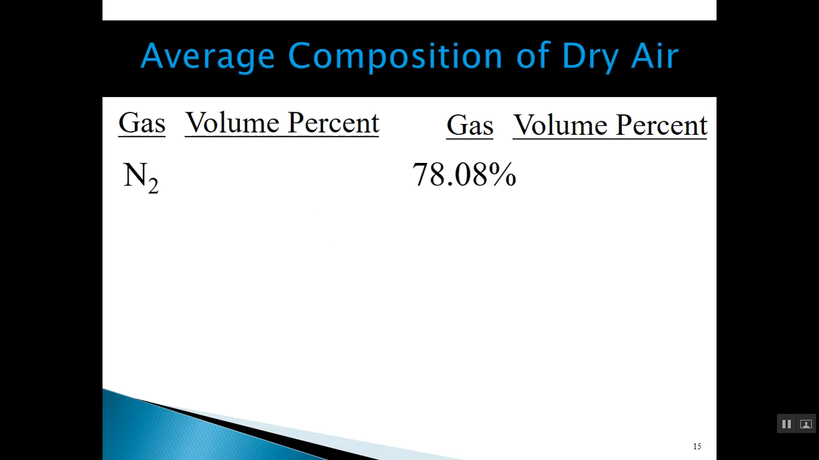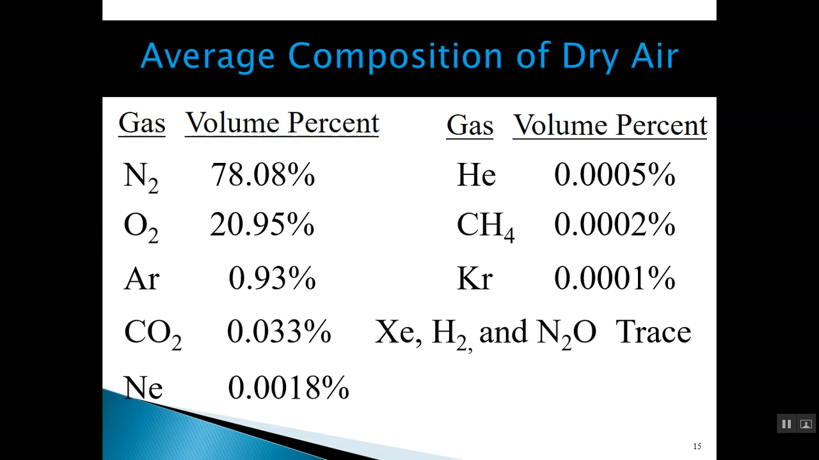Okay, now in terms of the composition of the atmosphere, dry air, this is basically what you see here on the screen. As you can see, the atmosphere, or the air that we breathe, is mostly nitrogen. Almost 80% of it is nitrogen, and the 20% or 21% is oxygen, and the rest are other gases existing in trace amounts. So that's basically the composition of air.